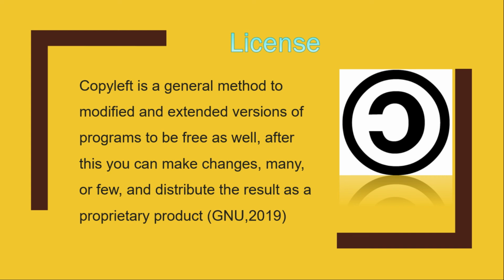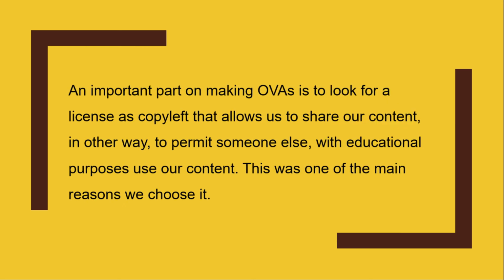Now, license. Copyleft is a general method to make a program free, and to make modified and extended versions of it free as well. After this, you can make changes, any or few, and distribute the results as a proprietary product. An important part of making OVAs is to look for a license such as copyleft that allows us to share our content, in other words, to permit someone else to use our content for educational purposes. This was one of the main reasons why we chose it.